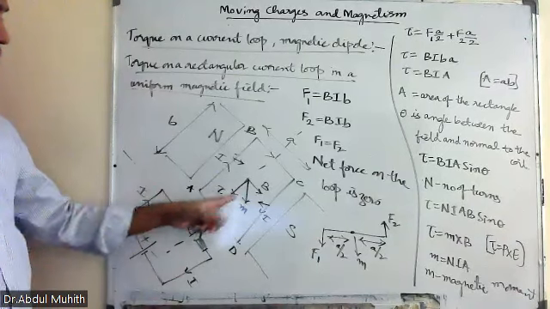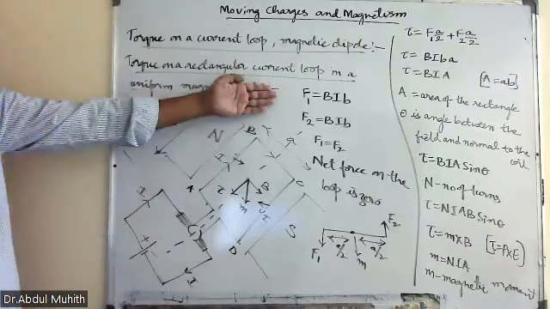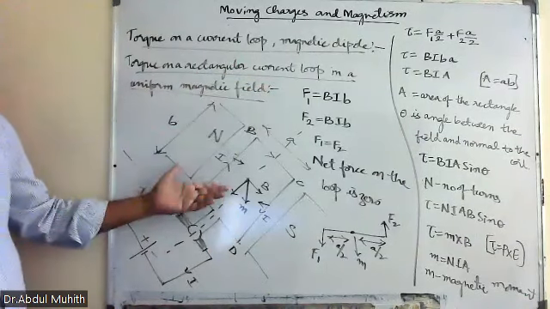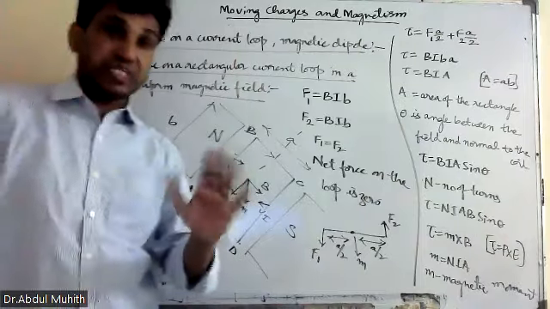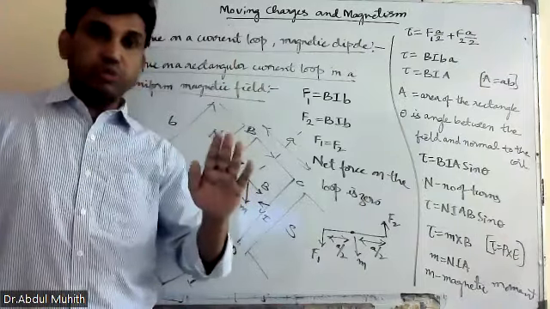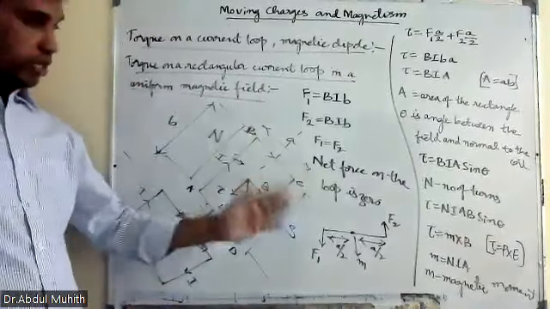And tau is the torque, B is the magnetic field, and M is the magnetic moment. So F1 is equal to B I B, F2 is also the same. The two forces are the same, but the net force is 0 because there is no translatory motion, only rotatory motion. So that is why the net force on the loop is 0, but there is rotatory motion.